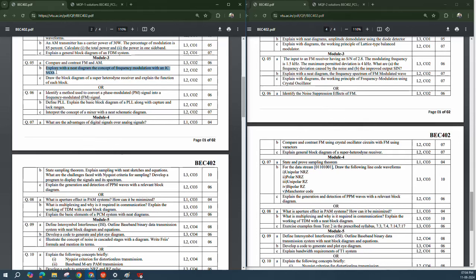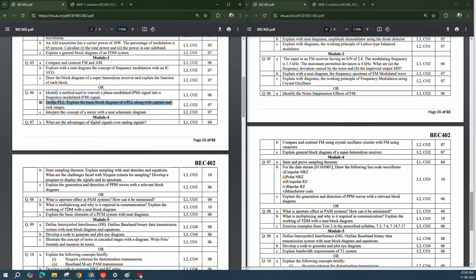And then a neat diagram. The concept of frequency modulation with an IC VCO is asked, and with the block diagram, explain the superheterodyne receiver. This is also a very, very common question we are seeing from many question papers. And coming to the sixth question, identify a method to convert a PM signal into an FM signal. This is the question asked here.